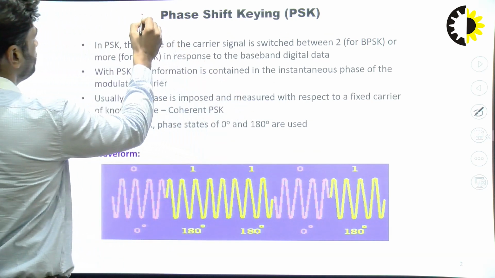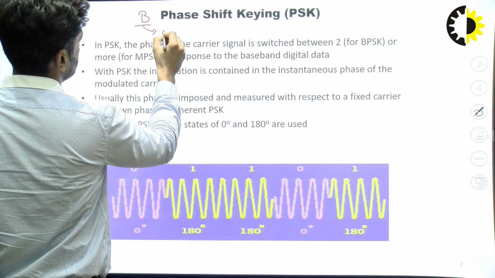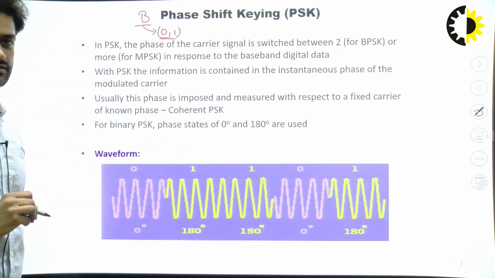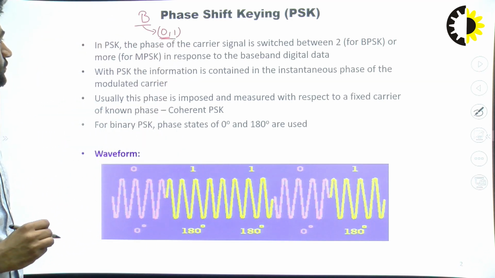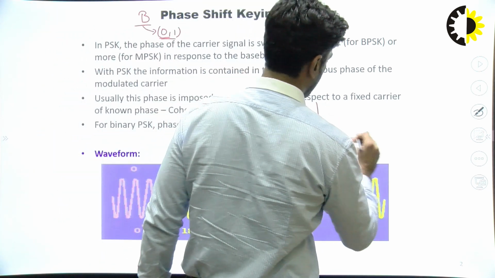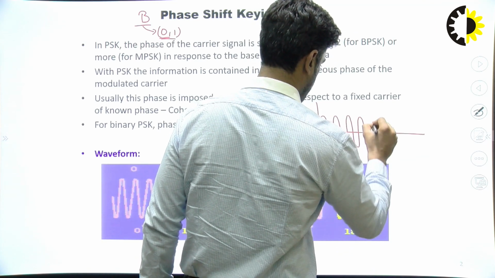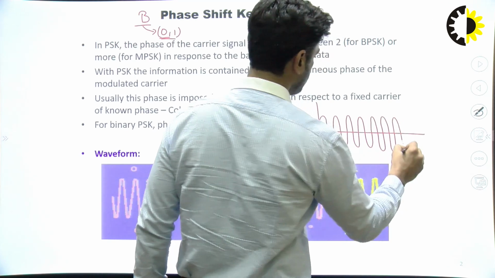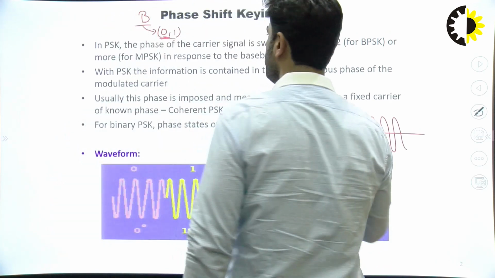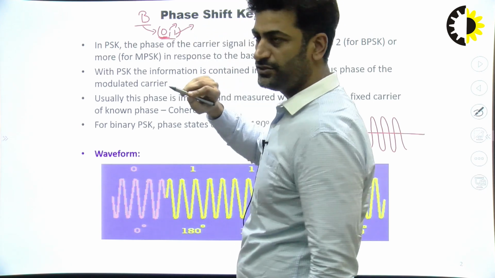Now phase shift key. Here the B stands for binary, that is having 2 bits, either 0 or 1. So we will vary the phase of the carrier with respect to these bits 0 or 1. This is our carrier signal. The phase of the carrier will vary with respect to 0 or 1. Now if we are having a 0 bit, there is a phase change. If you are having a 1 bit, there is no phase change.